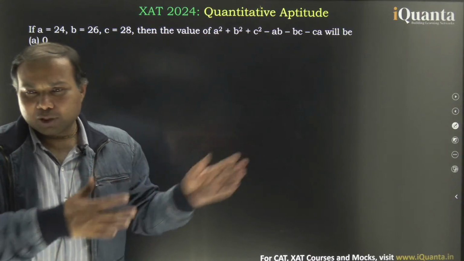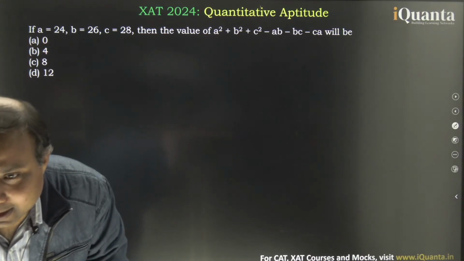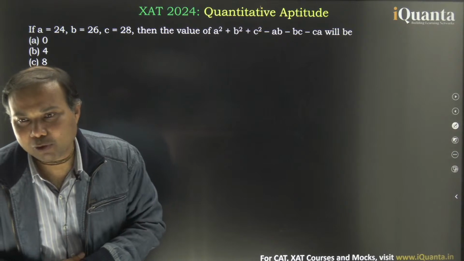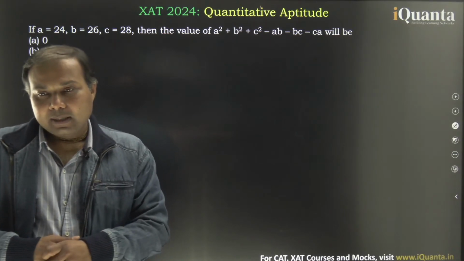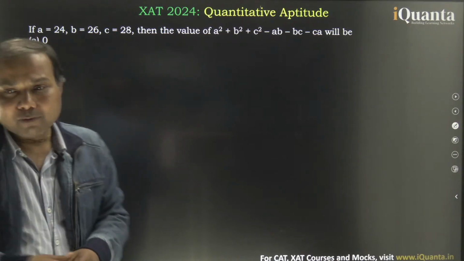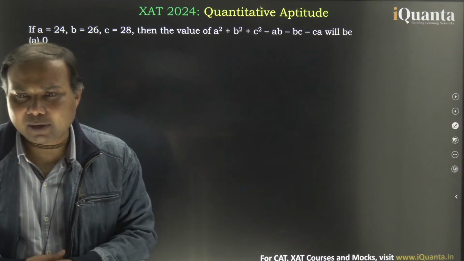See, while I chose this question, Harsh is saying, write (A plus B plus C) whole square minus 3 times (AB plus BC plus CA). Good. But still, we will have to calculate AB plus BC plus CA, right?